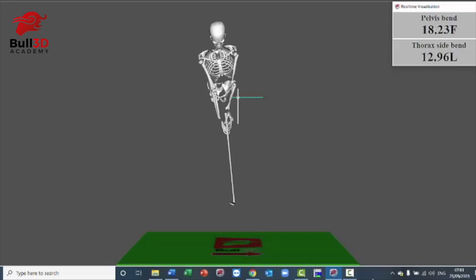So we have two real-time values live on display currently: the forward and backward pelvis bend and the thorax lateral flexion or side bend, depending on which reference system one wishes to use. F represents the forward bend of the pelvis, L represents the lead side being slightly elevated or laterally flexed to the right.